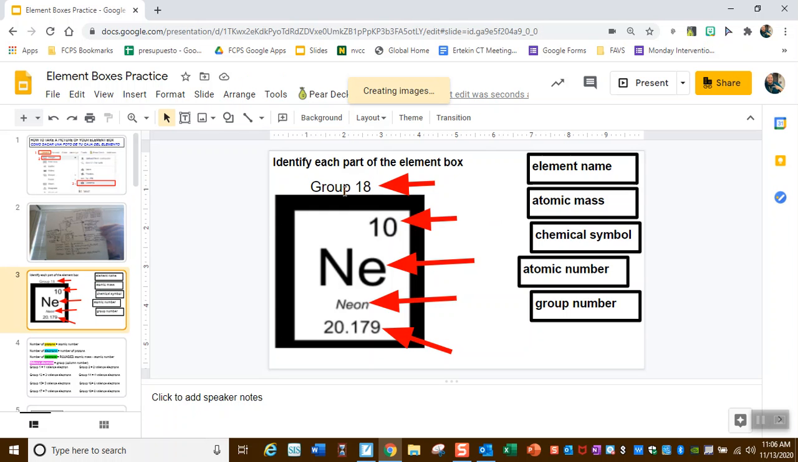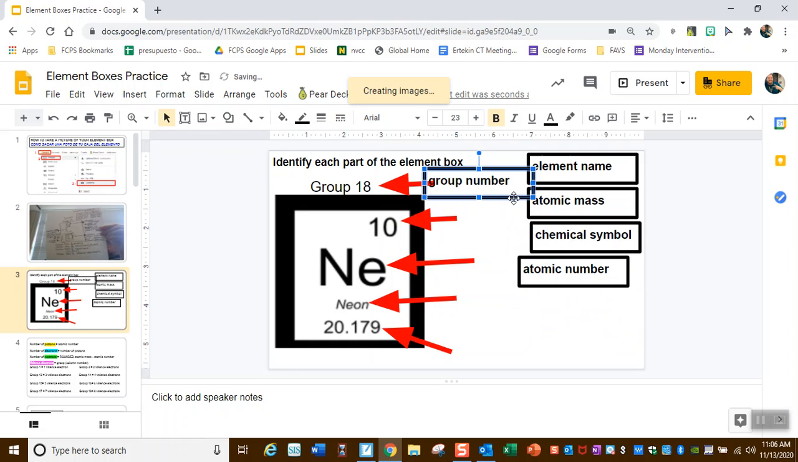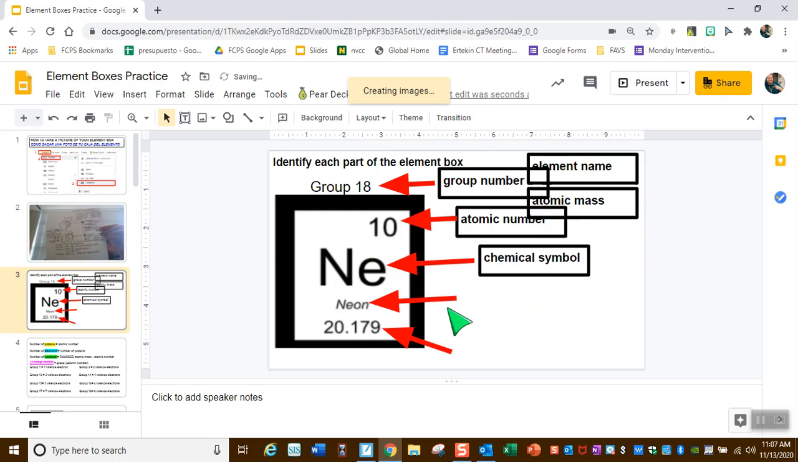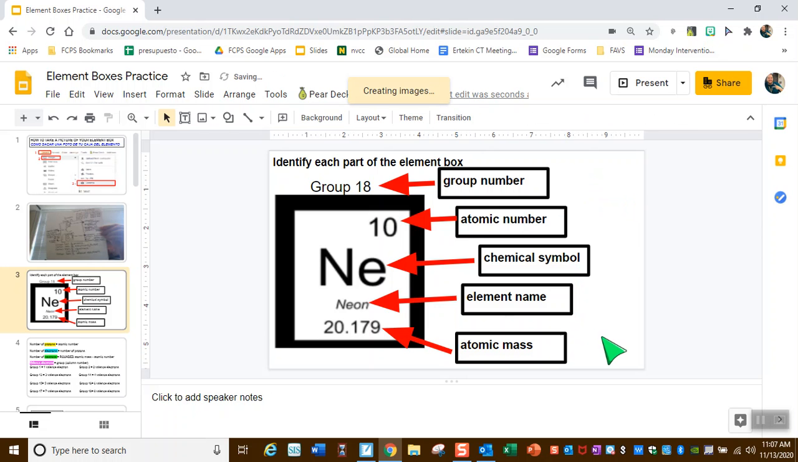So let's do these together. Group 18, this is the group number. So let's move that box over here. This number on the top, we call this the atomic number. These letters, Ne, that is the chemical symbol. Neon is the element name. And 20.179, that is called the atomic mass.